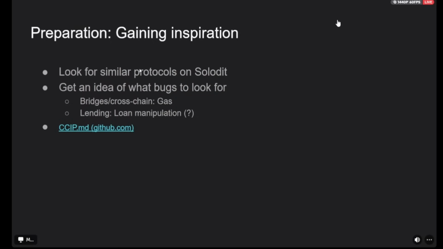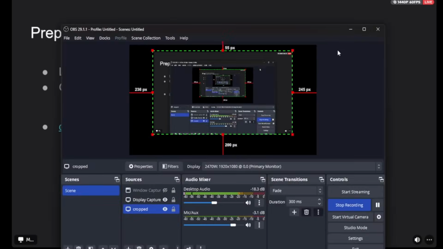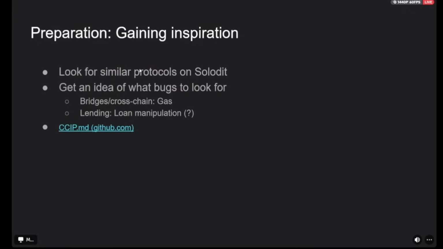Yeah, the main part of what you're trying to find in this preparation phase is you just need to get an idea of what kind of bugs you're going to be looking for, and you gain an inspiration from what other similar protocols in the past, what areas are weak or vulnerable, very prone to having bugs, and where you're supposed to focus.